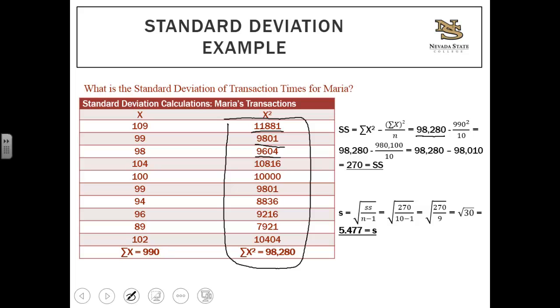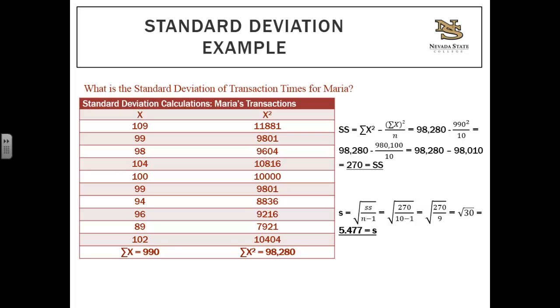Then this one, you've got sum of x in parentheses, so you need to find that first. You just simply add all the x values together. You get 990, and then you're going to need to square that at some point. And then how many scores do you have in your data set? 1, 2, 3, 4, 5, 6, 7, 8, 9, 10 scores. So 10 goes down here.